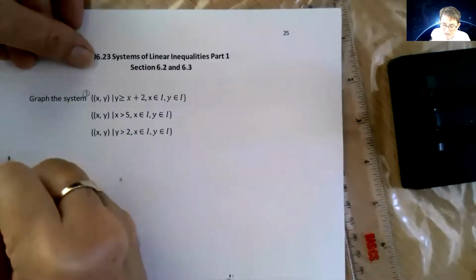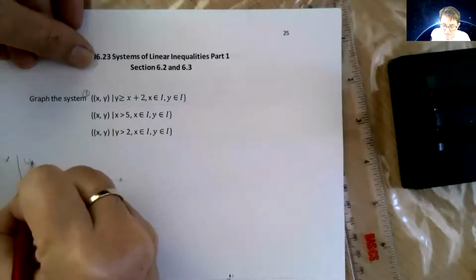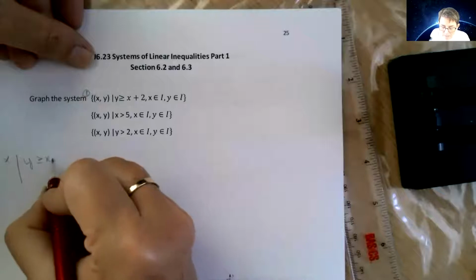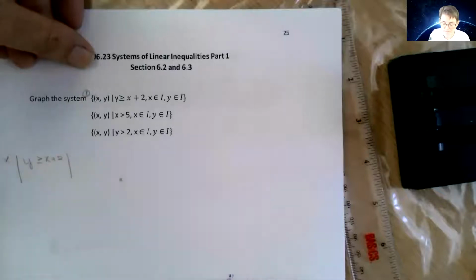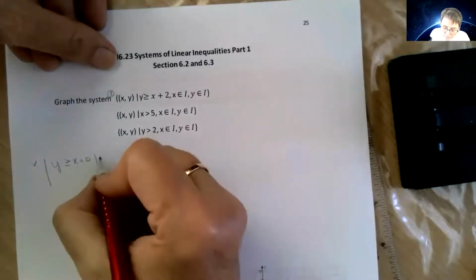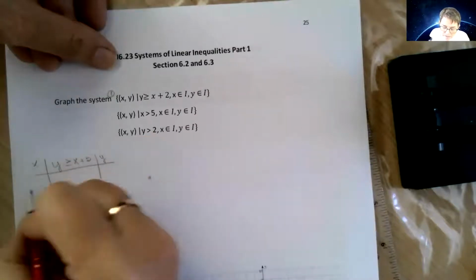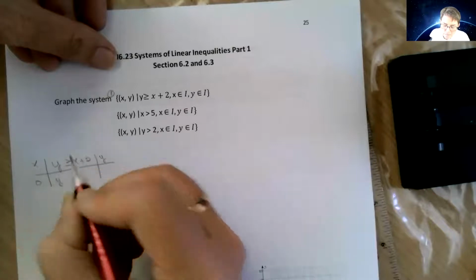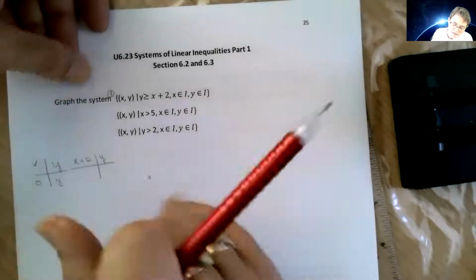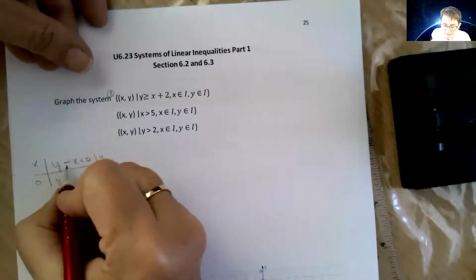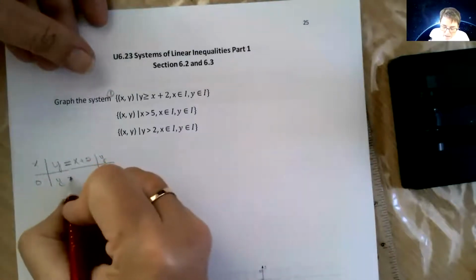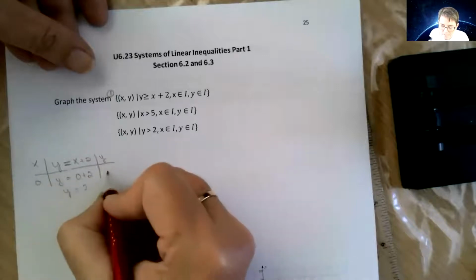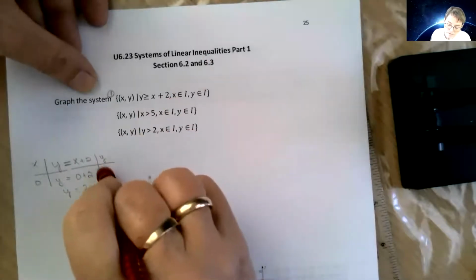So there's my x. y is greater than or equal to x plus 2. Sorry, move that over. Here's my y value. So 0. So y, whoopsies, did it again. Did you guys skip that? Hope you yelled at me. y equals 0 plus 2. y is equal to 2. Just put 2 there.